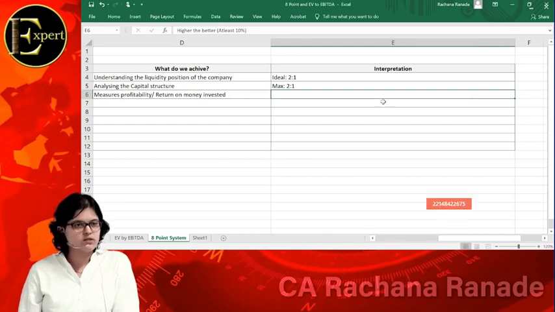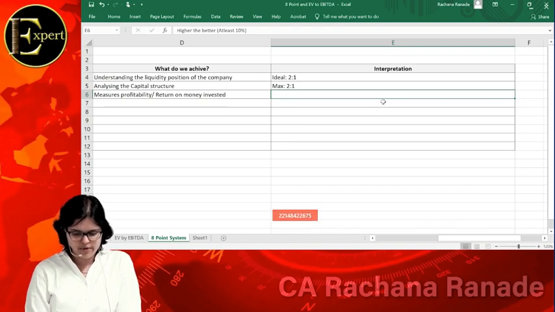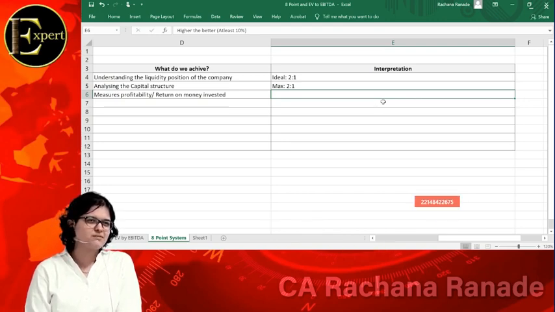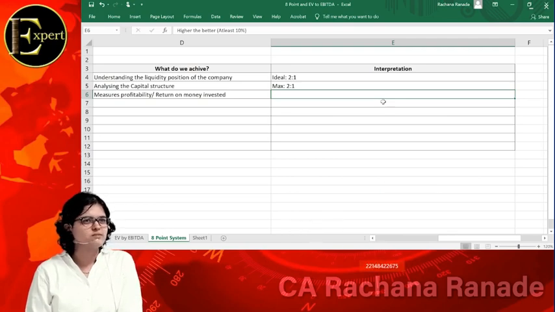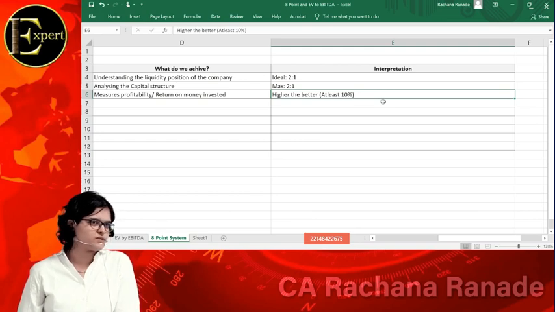What could be the interpretation here? Higher the better, lower the better? Higher the better. And if you remember, I told you the minimum should be at least 10%. If you are getting less than that, better I'll put it in debentures. So higher the better, but at least 10%.